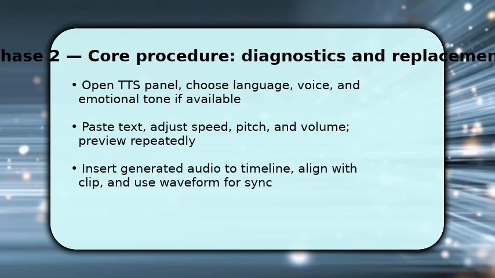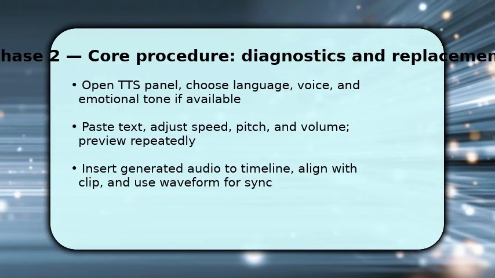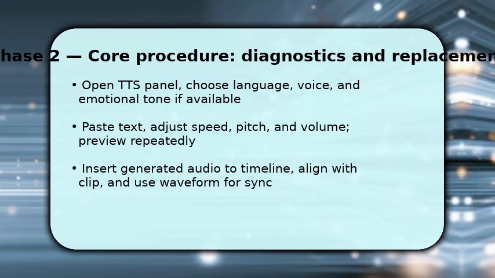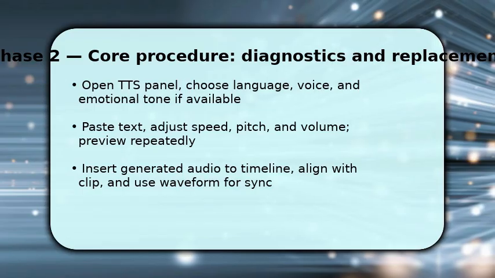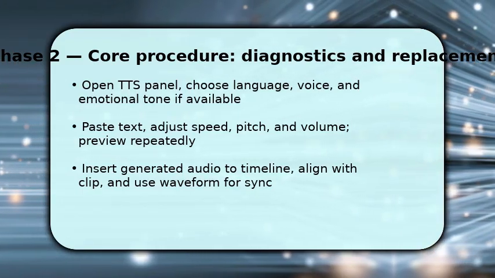Now you generate and fine-tune the TTS. Open Filmora's text-to-speech panel, pick language and a voice that suits your scene, then paste the script. Adjust speed and pitch so words land naturally. Preview several times and change short segments rather than entire files to save time.